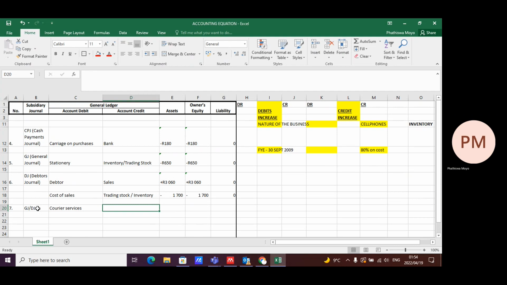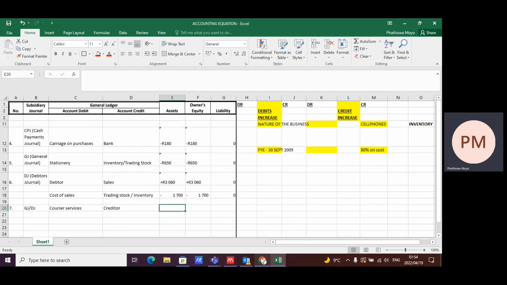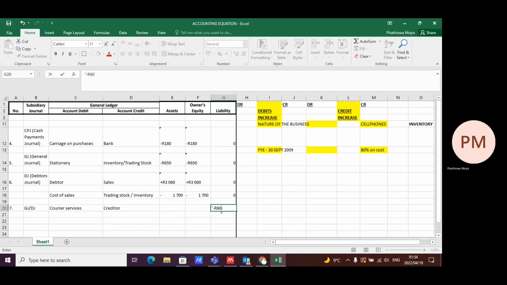And because we got the invoice, so it means we did not pay. Creditor, which is 60 Rand. Sorry about that. 60 Rand.